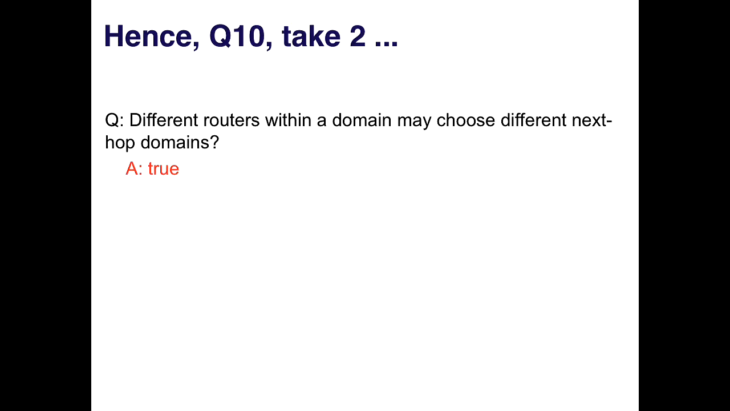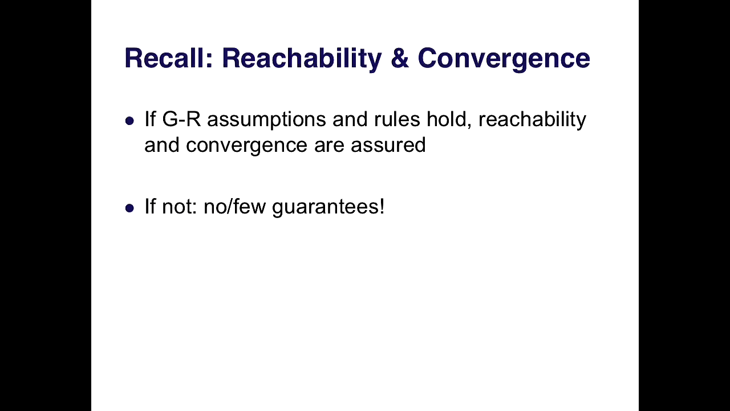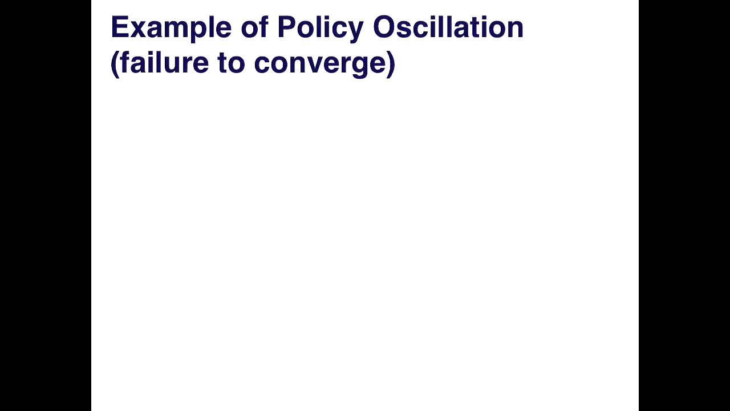Any other questions? Okay, so policy oscillations. If you remember back to the last lecture, we said that in the world where everyone follows both the assumptions and the rules for Gao-Rexford policies, then we have guaranteed reachability and guaranteed convergence in route selection. But I also said that if we were in the land of general policies, or people were not following Gao-Rexford, then we have no way of proving that you will have reachability or convergence. And so I wanted to end that discussion with an example of how this can happen and what it means to not have convergence in BGP.